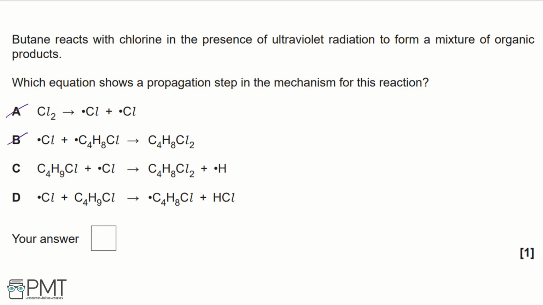chlorine. So we can eliminate C as it's very unlikely we're going to form a hydrogen radical, and much more predictable that we're going to end up with hydrochloric acid and C4H8Cl as our radical in our propagation step. So we then write D in the answer box that we're given. To get the mark for this question, you must write D in the answer box provided.